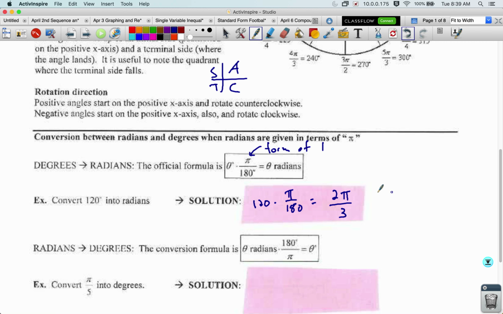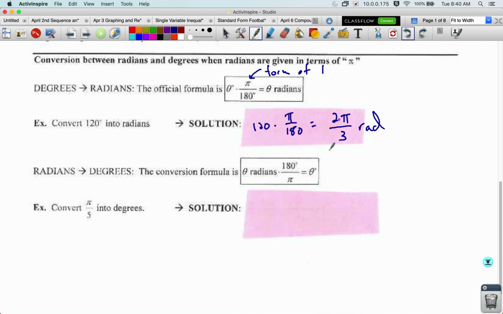Another technique is to plug 120 divided by 180 into your calculator and then hit math, enter, enter to convert it back to a fraction. So 120 divided by 180, math, enter, enter, and I get 2/3 and the pi stays on top. Now you can just leave your answer like this, or you can write rad to make it clear, but it's actually not 100% necessary that you write rad there. Radians are unitless.